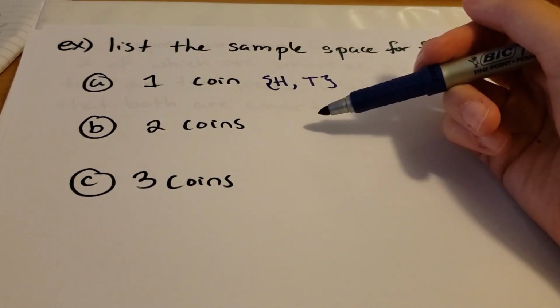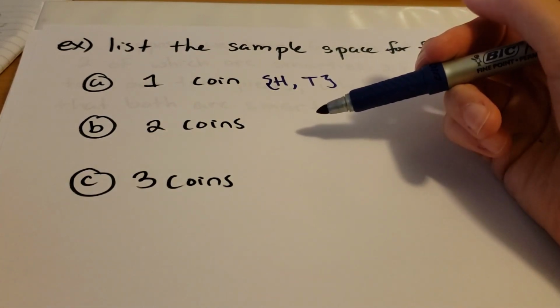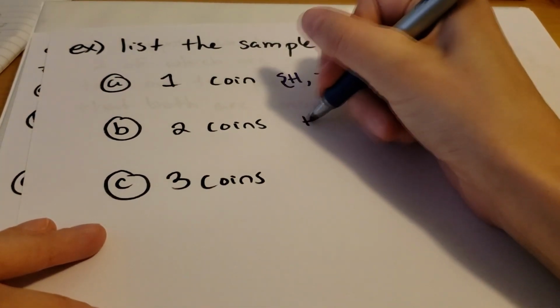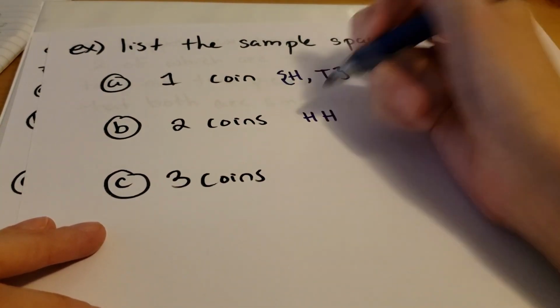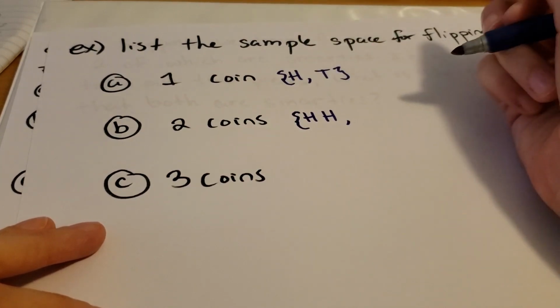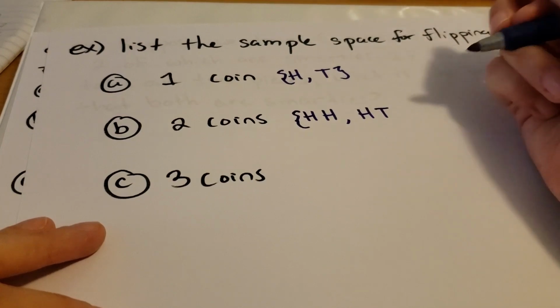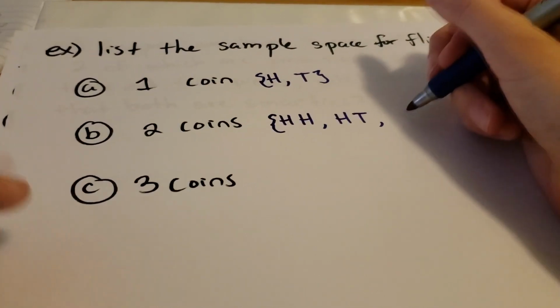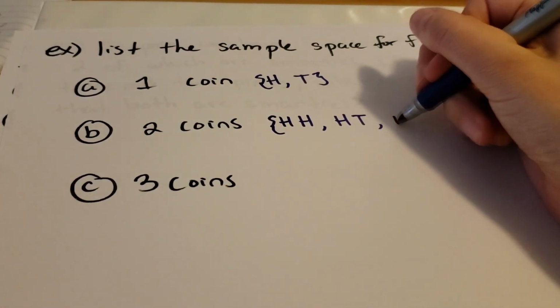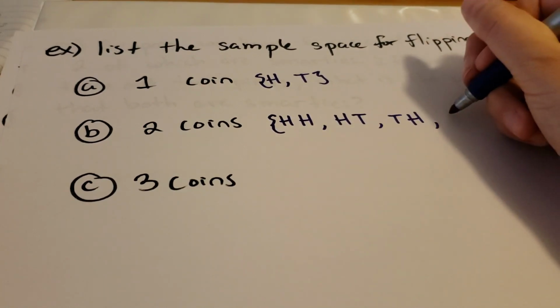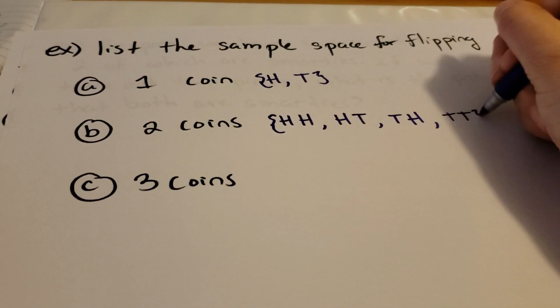Now if we're flipping 2 coins, there's going to be more things that could happen when we do this, right? So first that could happen, well, both coins could land on heads. That's one possibility. We could have 1 coin land on heads and another coin land on tails. But we could also have, well, the first coin could land on tails and the second coin could land on heads. Or we could have both coins land on tails.